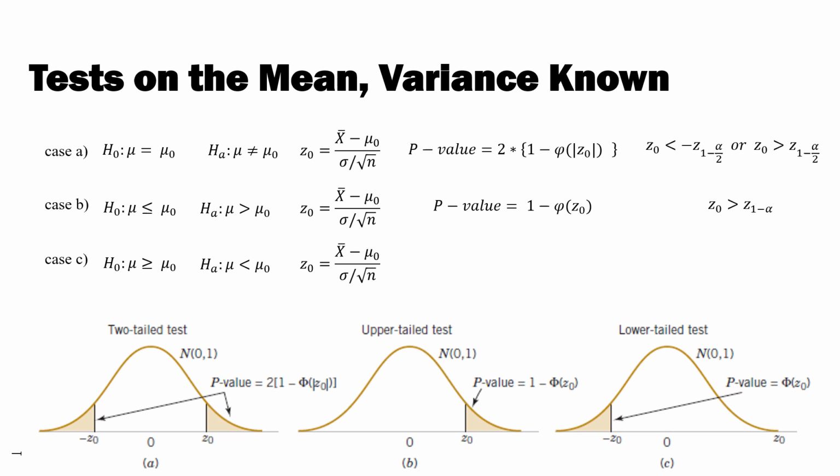In this test, the p-value is calculated by finding the probability of observing a z-test statistic greater than the one we calculated. If this p-value is small, it indicates that the observed value is unlikely to occur under the null hypothesis, leading us to reject the null hypothesis in favor of the alternative.